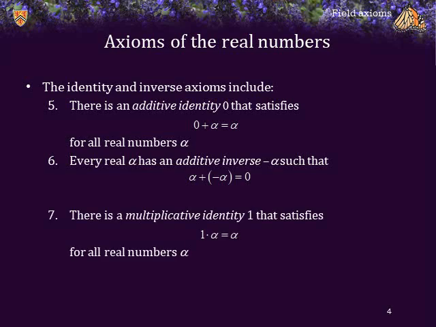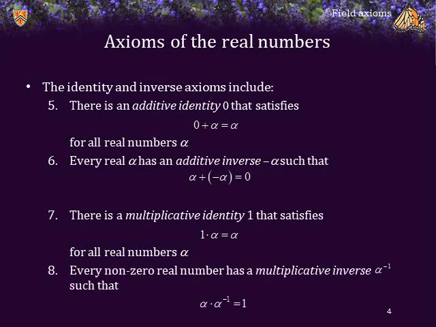There's also a multiplicative identity. We call it 1. And 1 times alpha is always equal to alpha for all real numbers. And every non-zero real number has a multiplicative inverse, or the reciprocal of alpha, such that alpha times its reciprocal is equal to 1. So 3 times a third is equal to 1.